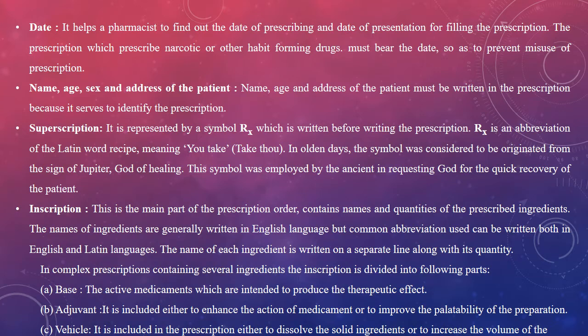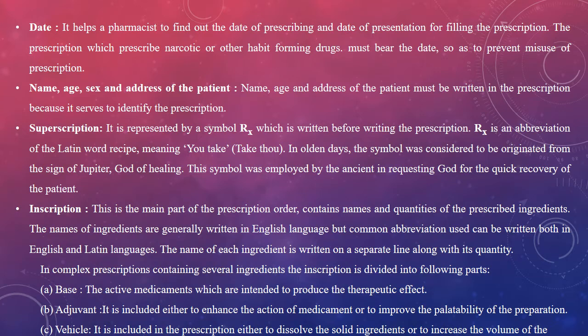Next is inscription. This is the main part of prescription order, contains names and quantities of the prescribed ingredients. The name of ingredients are generally written in English language, but common abbreviations used can be written both in English and Latin language. The name of each ingredient is written on a separate line along with its quantity. In the composition of prescription containing several ingredients, the inscription is divided into following parts.